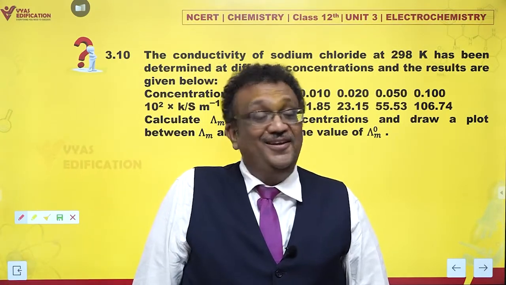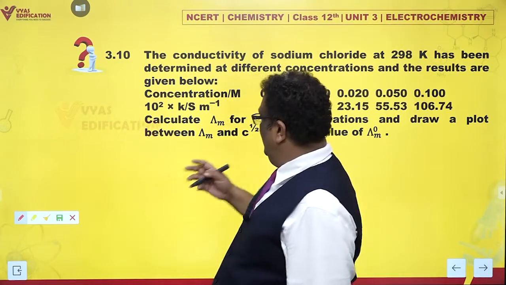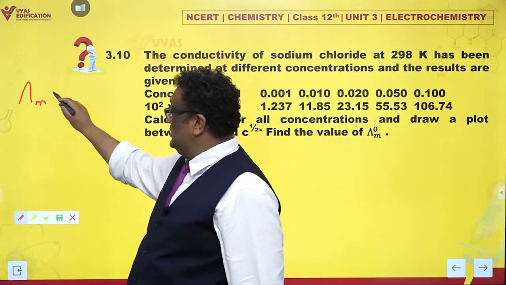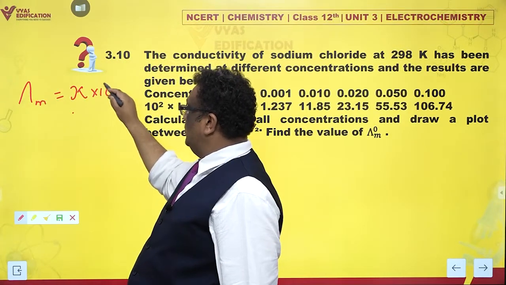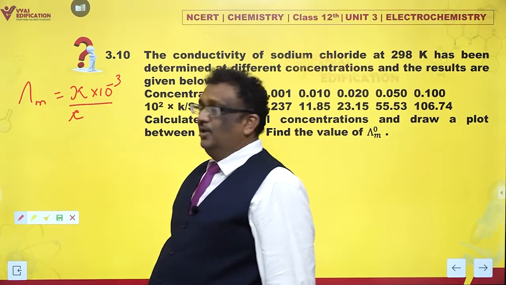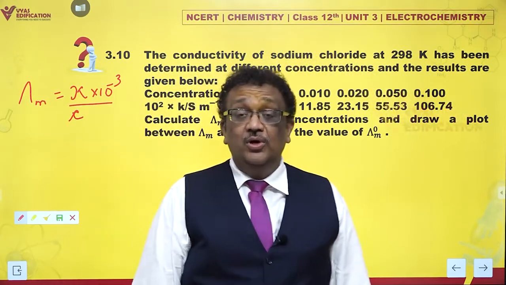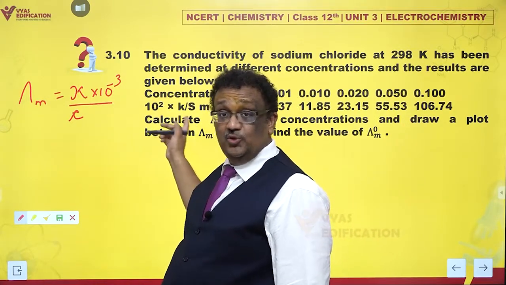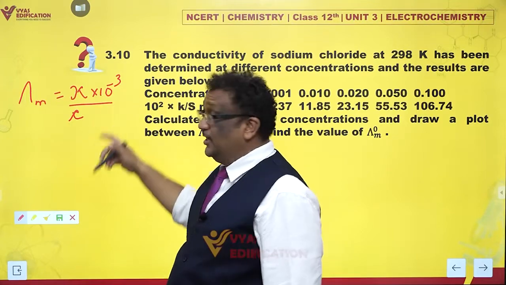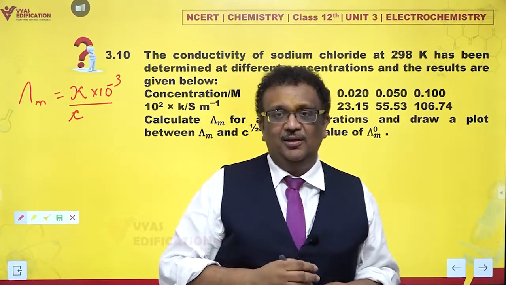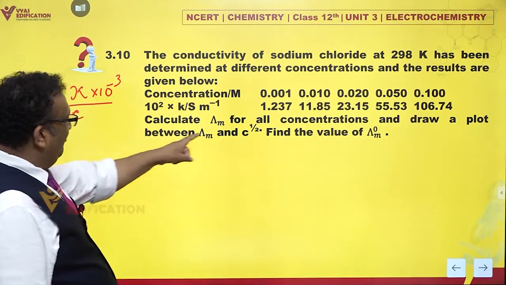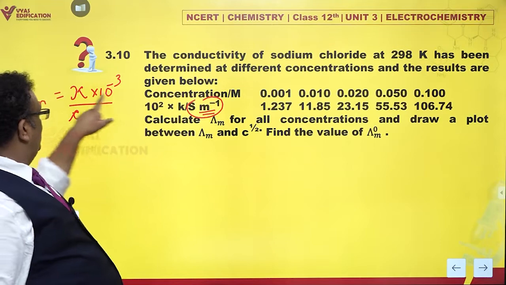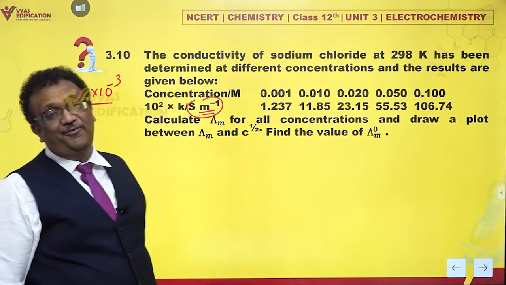How do we do this? Let's begin. Well, let's recall the formula. Lambda m, molar conductance, is kappa into 10 raised to minus 3 by c, if the units are SI units or meter. Please remember, in case the CGS system is used, instead of 10 raised to minus 3, the formula shows 10 raised to plus 3. But nonetheless, we have meters and Siemens per meter, so these are SI units, so we are using 10 raised to minus 3 in the formula.